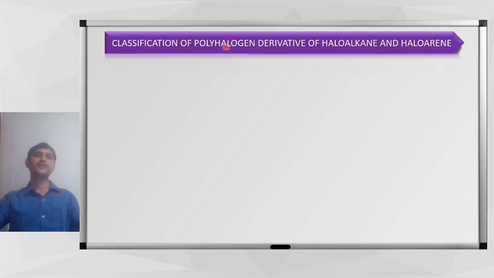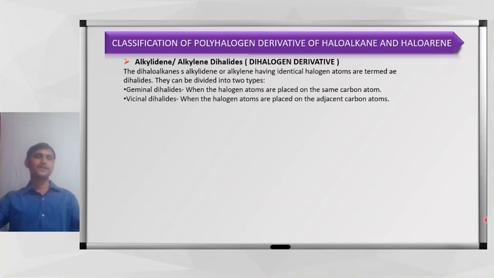Now see the classification of polyhalogen derivatives of haloalkanes and haloarenes. Alkylene dihalides, that is dihalogen derivatives, are classified into basically two types: geminal and vicinal alkyl halides. Geminal dihalide means when the halogen atoms are attached to the same carbon. When the halogen atoms are attached to adjacent carbons, that is called a vicinal dihalide.